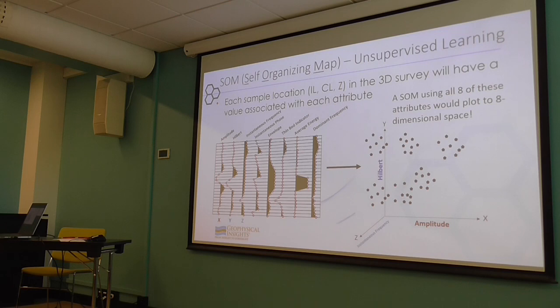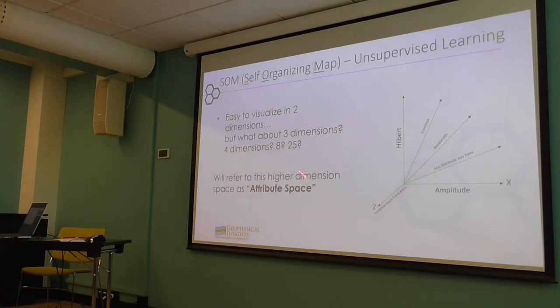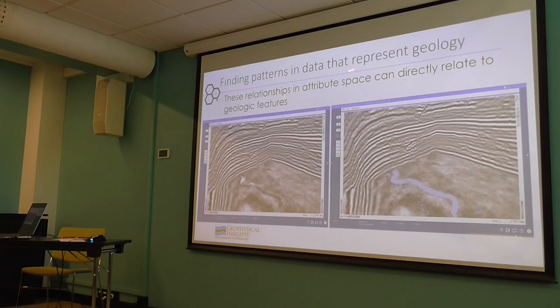That's 8-dimensional space. Right? I don't think anybody's going to be able to plot and group seismic data in 8-dimensional space. So this is where you use a machine learning algorithm such as self-organizing maps to group seismic data in 8-dimensional space. You'll hear me refer to this a lot as attribute space. It's easy to visualize in 2 dimensions, but 3 dimensions, 4 dimensions, 8 dimensions, 25 dimensions. This is why we have a self-organizing map, or SOM, because it's going to help you analyze data in high dimensions. And why it's important is these relationships in attribute space can directly correlate to geology.